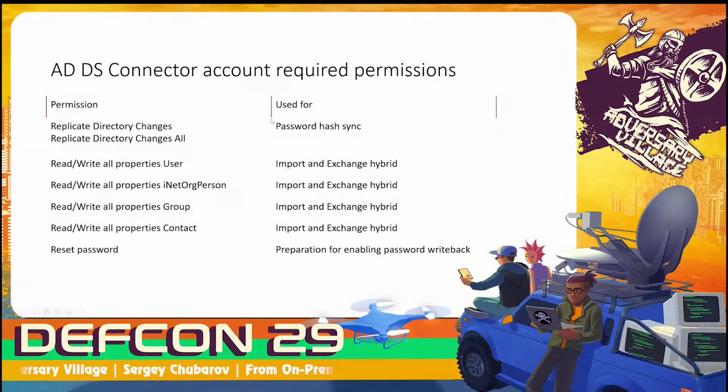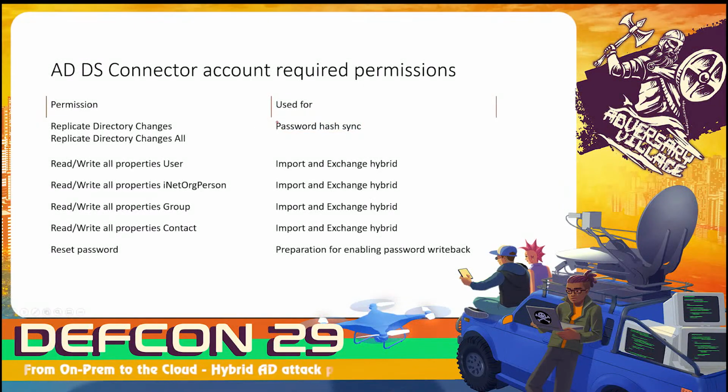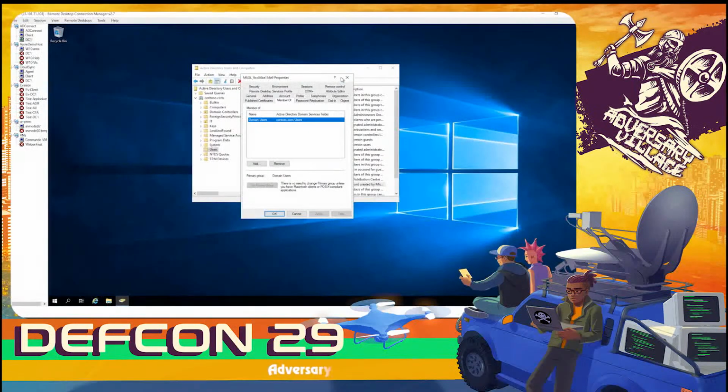One of the features which is very popular is called password hash sync. If you turn this feature on, the account for synchronization, like this ADDS connector account, will have extra permissions. It will have permission to replicate Active Directory. Those permissions are replicate directory changes and replicate directory changes all. Now let me show you where they are.